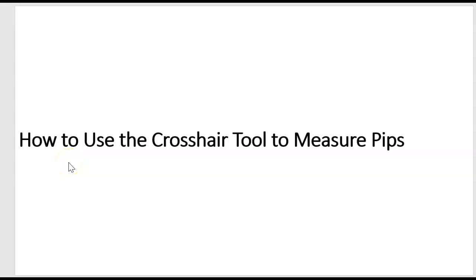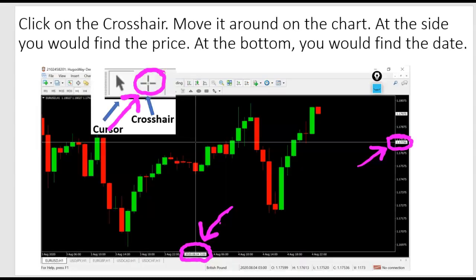In this video, I will show you how to use the Crosshair tool to measure pips. First thing, you click on the Crosshair tool. That's the Crosshair tool there. As you move the Crosshair tool on the chart, at the right-hand side, you'll find the price. And at the bottom, you'll find the date.